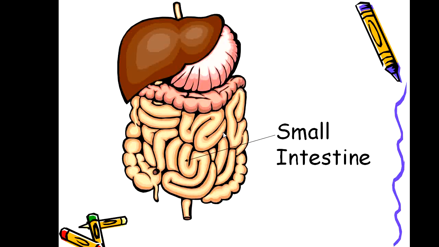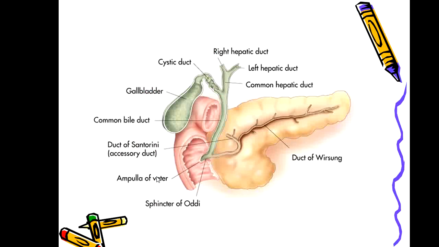This is also a diagram of the small intestine, and this part of the small intestine is connected with the first part of the large intestine, which is called the cecum. In the diagram you can see that this is a C-shaped structure. This is the duodenum.